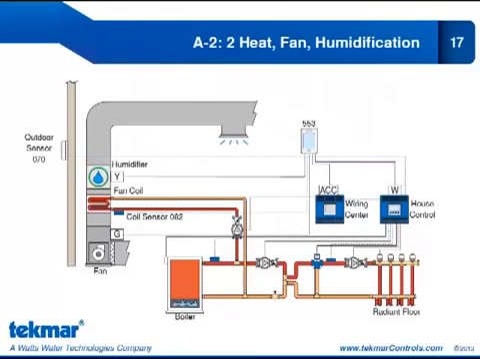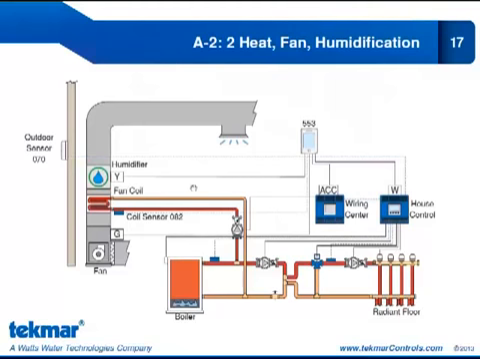So in this two-heat application, our first stage of heat is the radiant floor. So we have the W going to the house control for the operation of the radiant floor. Our second stage of heat is the fan coil. Now this will be operated from the accessory relay. Remember, we can set that accessory relay to W2. So that accessory relay will come over to a wiring center to operate that second stage of heat.